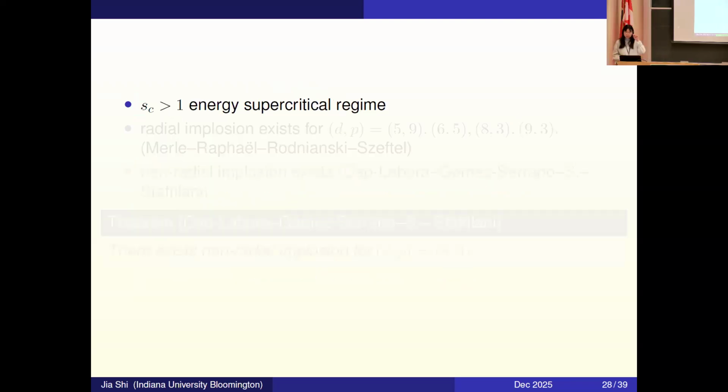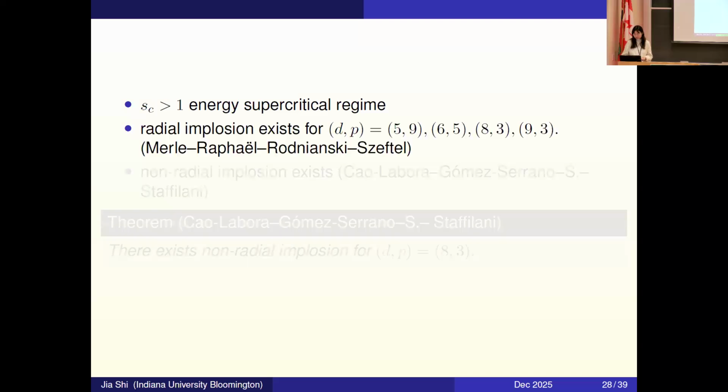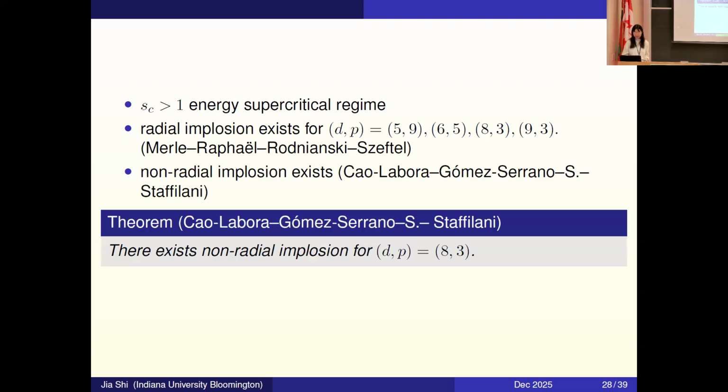So what about the energy supercritical regime? People have long conjectured that global existence is still true, because you have not only mass conservation, the L2 conservation, but also the H1 conservation. It's a really strong conservation law, so why should this thing blow up? But actually, there's work from Merle, Raphael, and Szeftel. Following the work on compressible Euler and some stability arguments, they show that radial implosion exists for such parameters, the dimension and P. And we extend this to non-radial implosion. So we pick one of these dimensions, one of P, and show that there exists non-radial implosion.